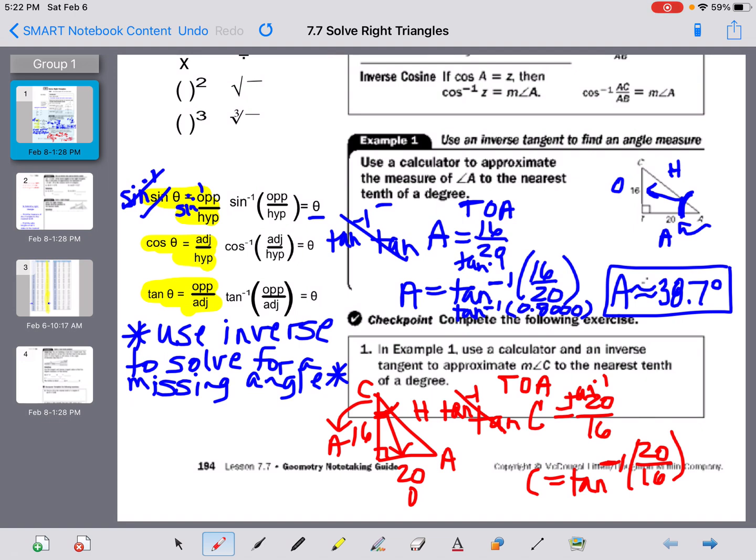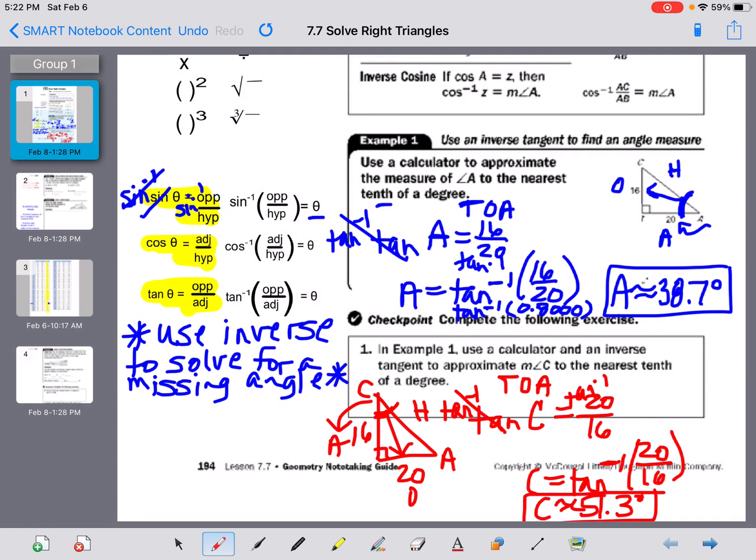I'm ready for that. So make sure I use that second button so I see tangent with a little -1. And 20 over 16, use a division bar in there. And I get C is an angle of about 51.3 degrees.